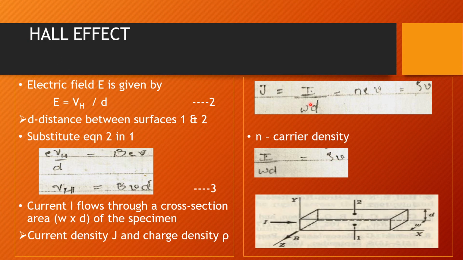So we can equate both these quantities. I upon w d is equal to rho V. So V is equal to I upon w d rho, or it can also be written, that is we can substitute rho is equal to Ne. So this will be 1 upon w d into Ne. Equation 4.